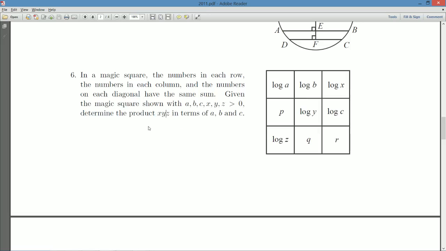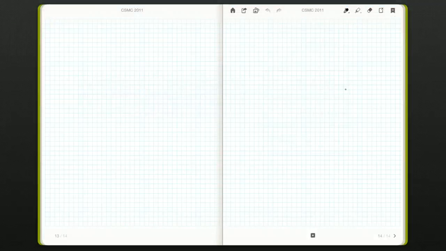But if we've got a product X, Y, and Z, but we're adding up, like the constant value is log A plus log B plus log X, the properties of logarithms allow us to turn that sum into a product, and maybe that's where we're going to get our answer here. So let's go to the scrap paper, and we're going to copy down our magic square.